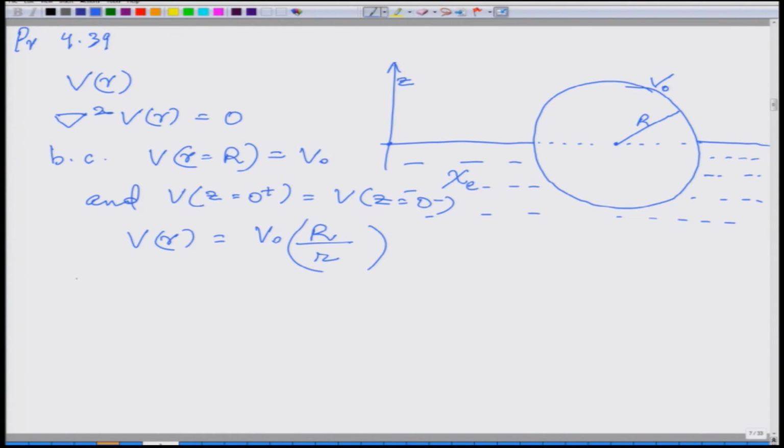Okay, now next thing is let's find out the free surface charge density on the sphere.